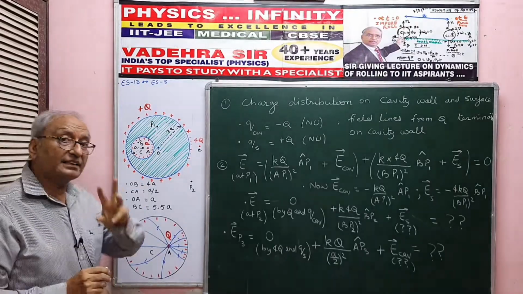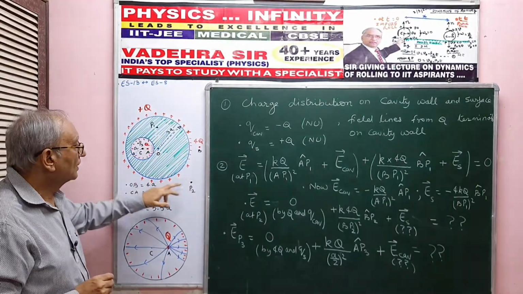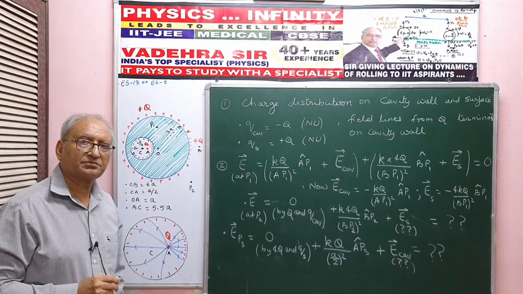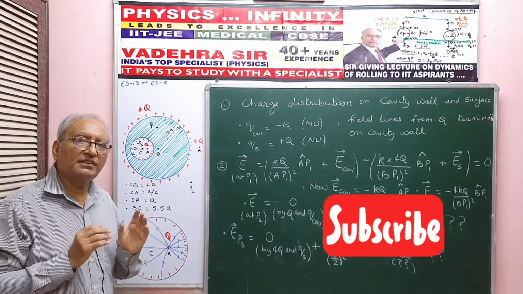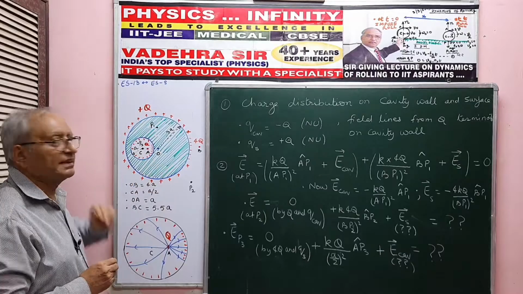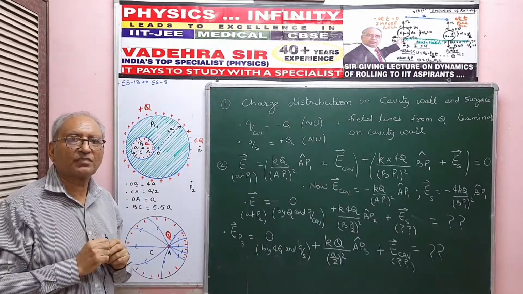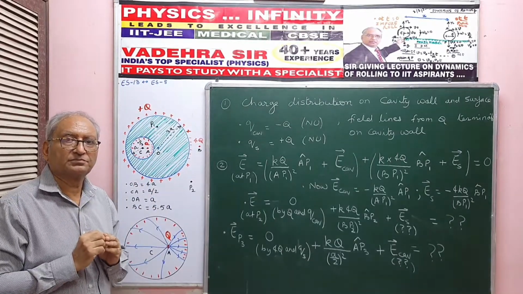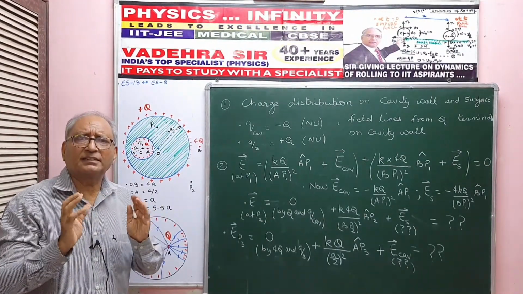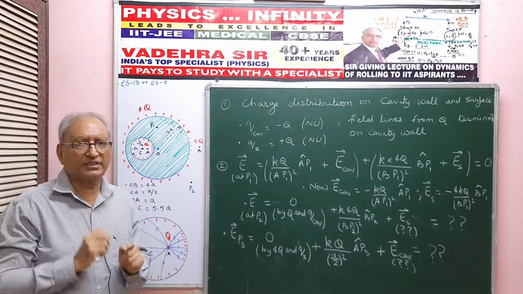Now, I take 3 points. P1 within the conductor, P2 outside the conductor, and P3 inside the cavity. First of all, let us try to evaluate the intensities at P1, P2 and P3. But before we do that, let us try to understand the charge distribution on the cavity wall and on the surface of the conductor, and also how the electric field pattern looks for this particular situation.